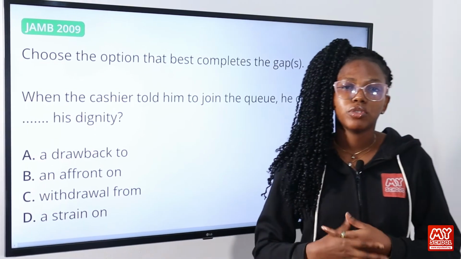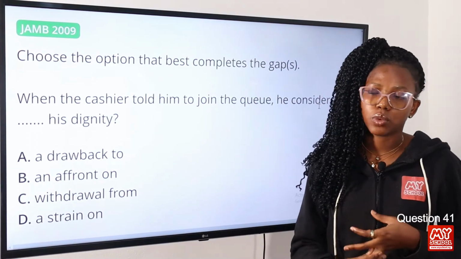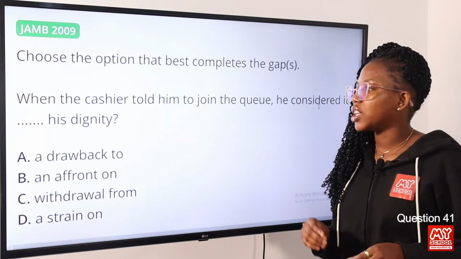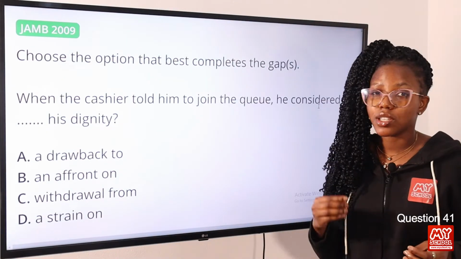So right now we're solving question 41 to 60. Let's begin with question 41. Choose the option that best completes the gap. When the cashier told him to join the queue, he considered it dash his dignity.